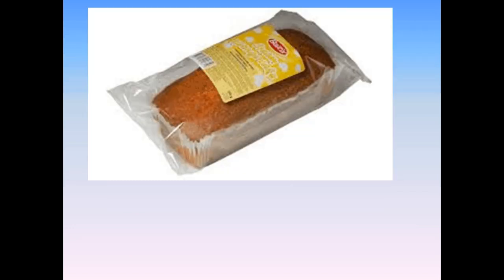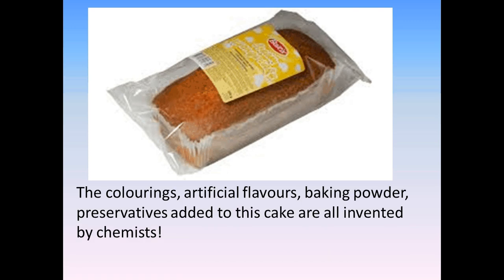This is a nice bread in a package. What is the relationship of this cake or bread with chemistry? There are many things inside the cake, or even outside the cake, that are related to chemistry. First of all, the cake would contain some kinds of colorings, artificial flavors, baking powder, or even preservatives to make it more attractive and more delicious. And all these things are chemicals.